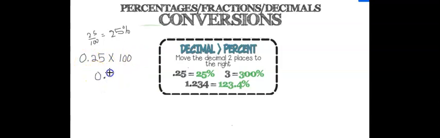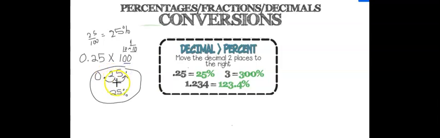Here's the mental math we do. You should know that anytime you multiply by 100, it's 10 times 10, right? It's 2 factors of 10. Each 10 moves that decimal point 1 place. So 100 would move your decimal point 2 places because there's 2 factors of 10 in it. So your answer would be 25%. And that's how you would show the work for that right here.